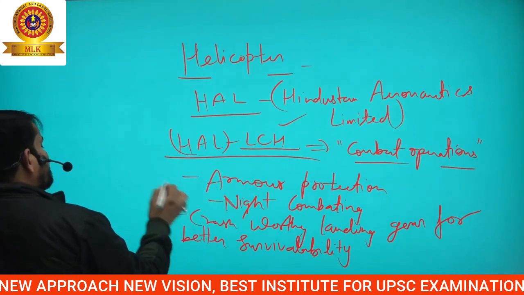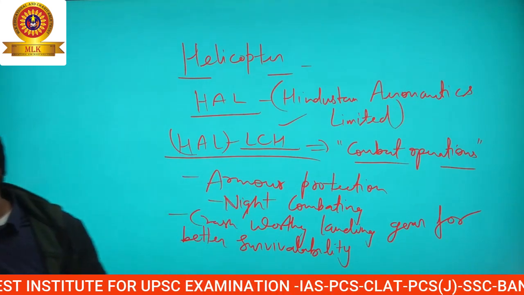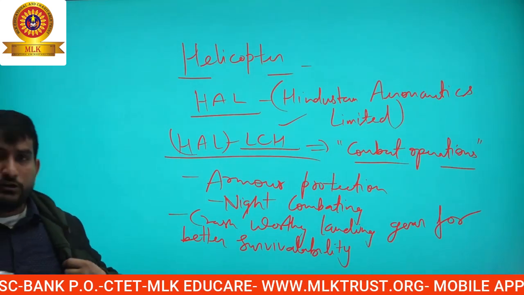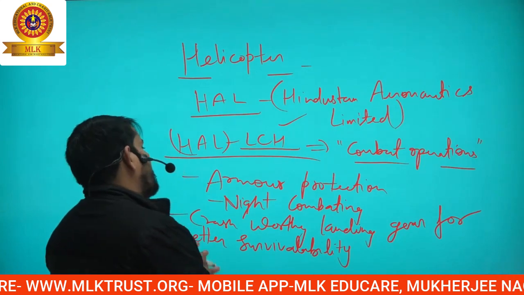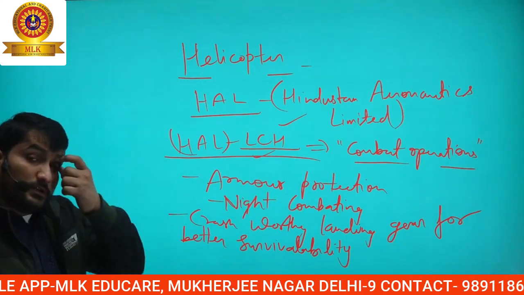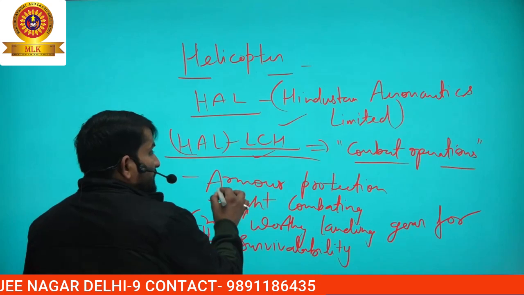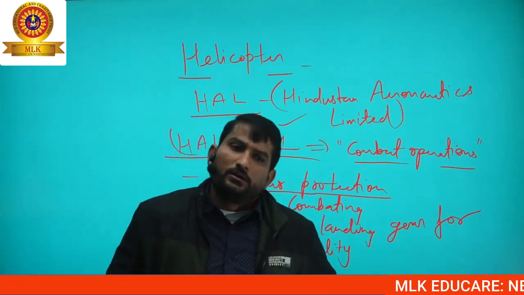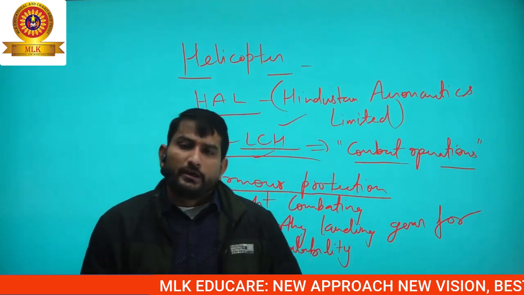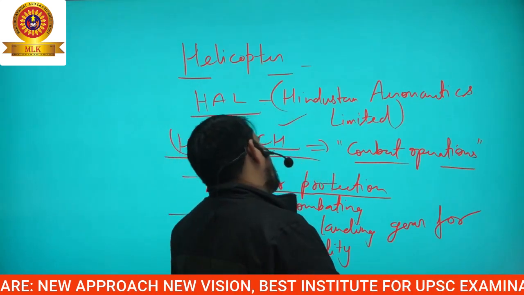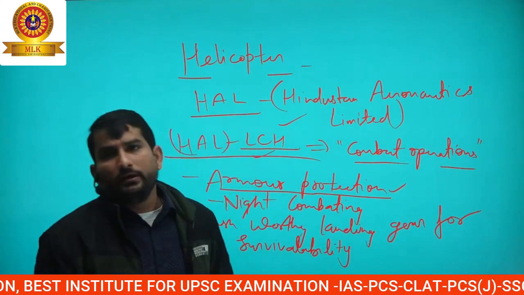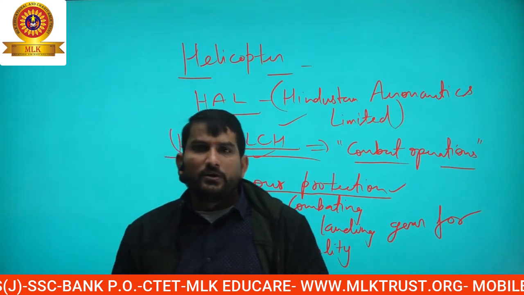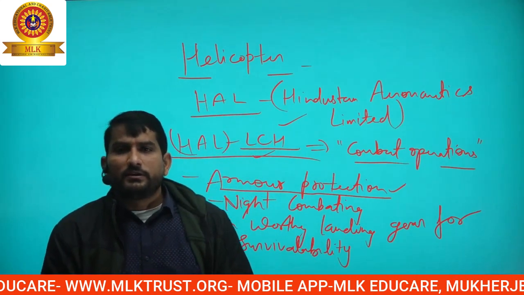That means some of these technologies, you can say the features, are installed in the HAL light combat helicopter, and the features are like armor protection. That means if someone is launching any missiles to destroy the helicopter, the helicopter has the capability to escape from there. Why? Due to the installation of some types of radar system, some types of warning and decoy systems.